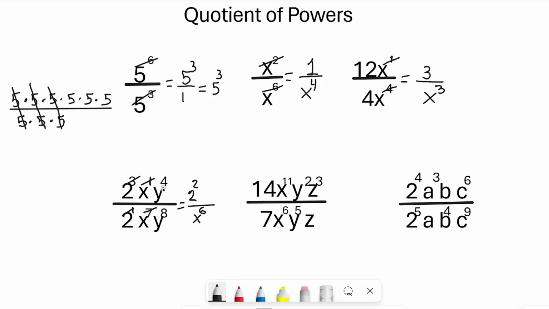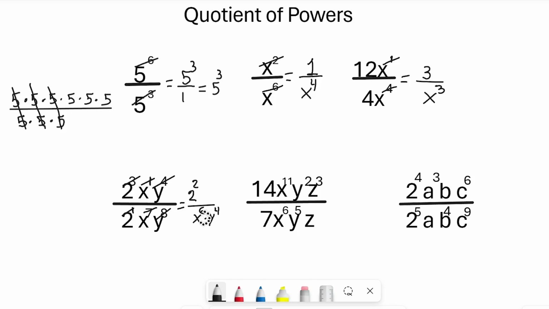And now look what happens to y to the fourth power divided by y to the eighth. The most that I can cancel should be only 4. Okay. Out of 8, I can cancel only 4 of them. So because I have more in the denominator, that means that I'm going to end up with y to the fourth. Okay.